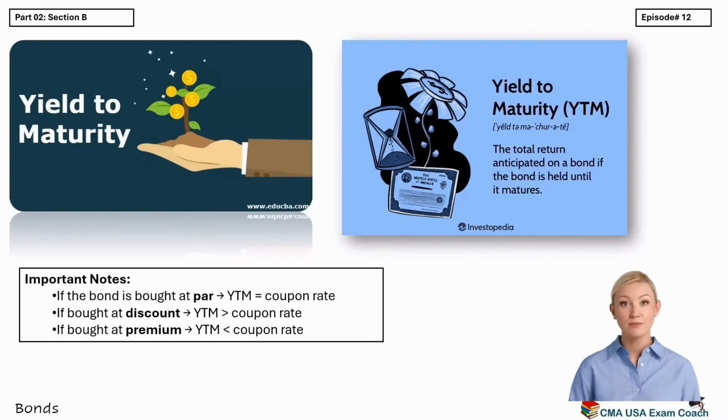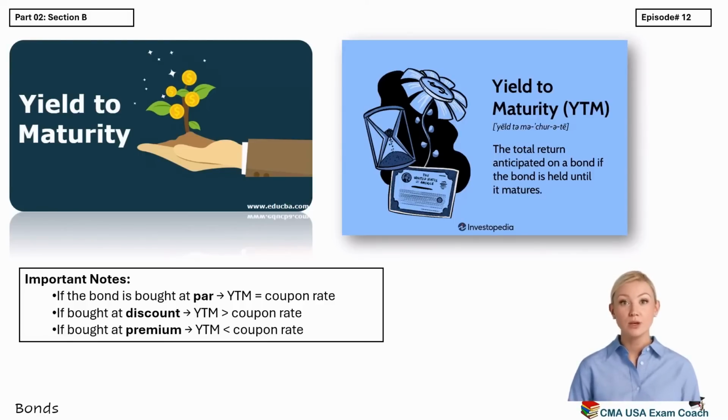One more point. YTM assumes that the investor holds the bond until maturity and all coupon payments are reinvested at the same YTM rate. In real life, these conditions may not always be met, but YTM still gives a very useful estimate for bond comparison and decision-making. Now let's understand how to calculate yield to maturity, or YTM, using a simple example.